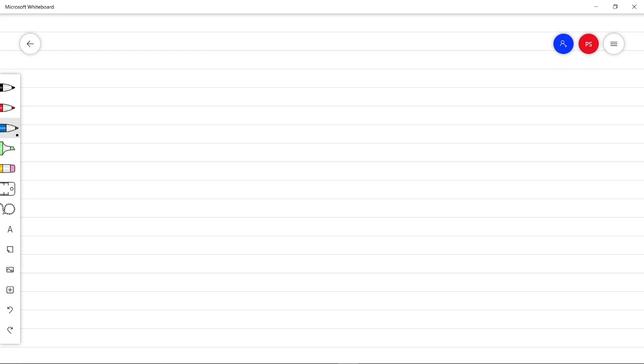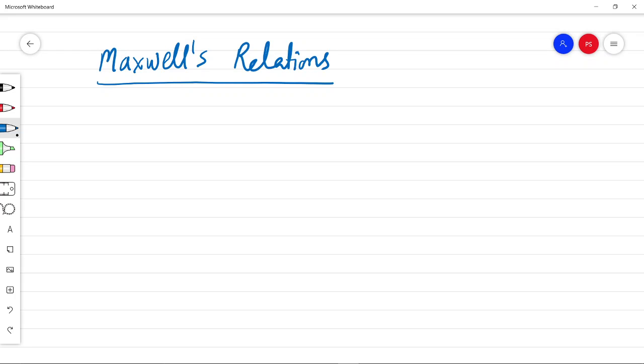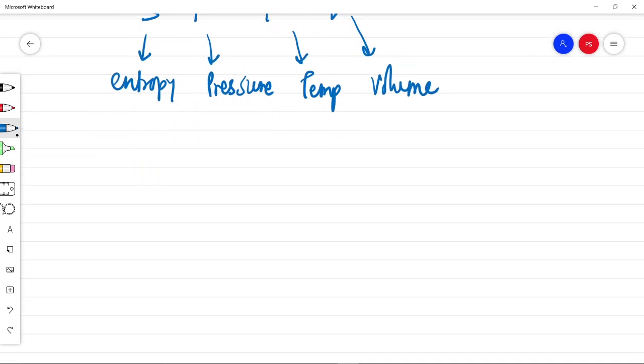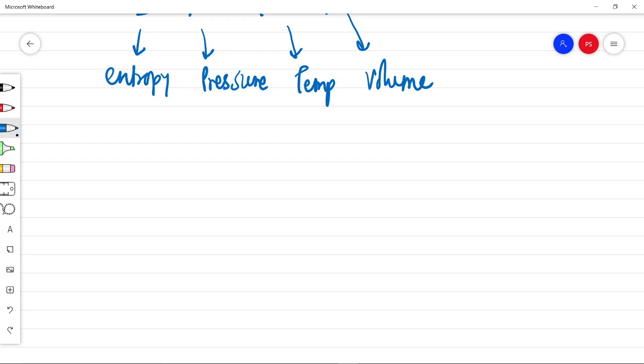So now let us try to learn a trick to remember the Maxwell's four relations. The relations involve the thermodynamic variables S, P, T and V, that is entropy, pressure, temperature and volume. The four relations can be easily remembered by using a simple technique.